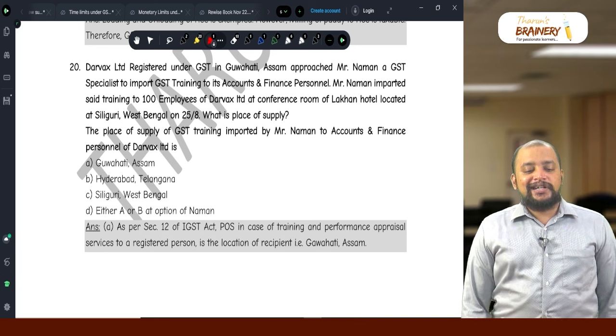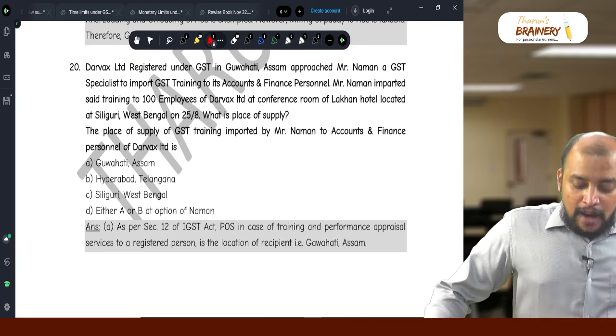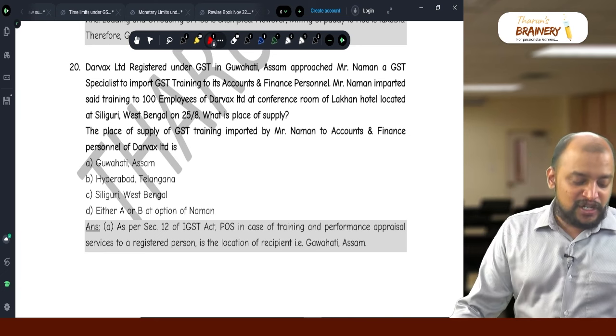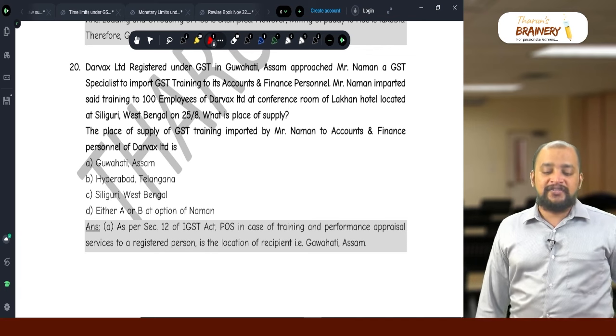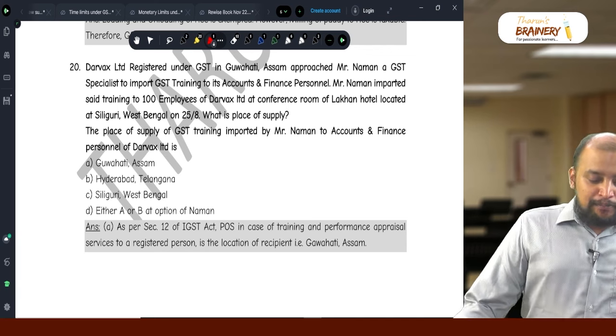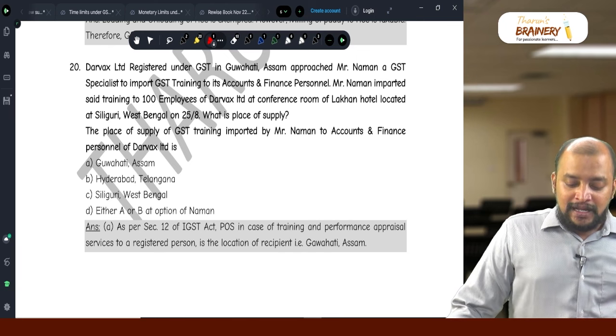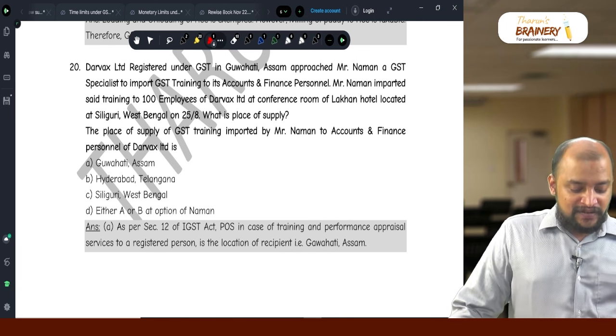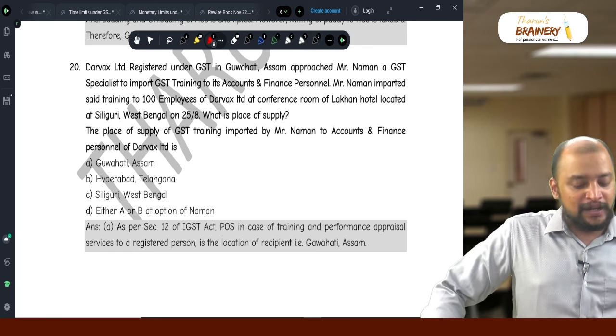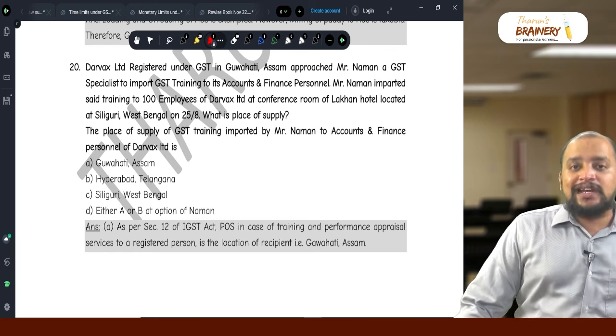THARUN'S Limited, registered under GST in Guwahati, Assam, approached Mr. Naman, a GST specialist, to impart GST training to its account and finance personnel. Mr. Naman imparted the said training to 100 employees of THARUN'S Limited at conference room of Lankan Hotel located in Siliguri, West Bengal on 25/8. What is the place of supply of GST training imparted by them?